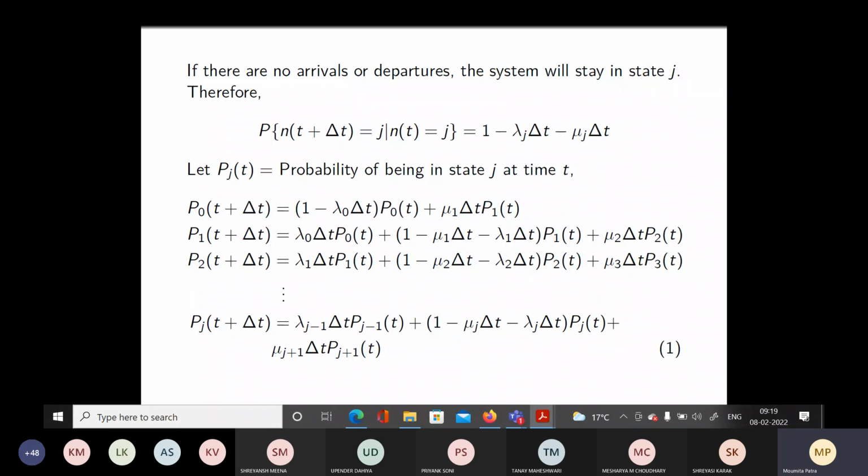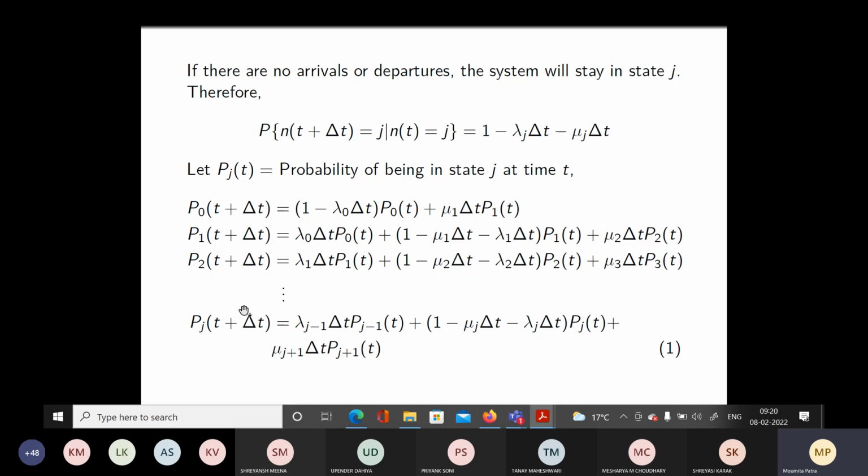Similarly, for p1(t + Δt), either there can be an arrival from state 0 to state 1, so that is λ0 Δt p0(t), or there are no arrivals or no departures at state 1, so that is given by (1 − μ1 Δt − λ1 Δt) p1(t), or there has been a departure from state 2 to state 1, that is given by μ2 Δt p2(t).